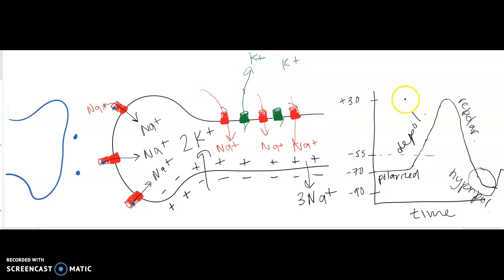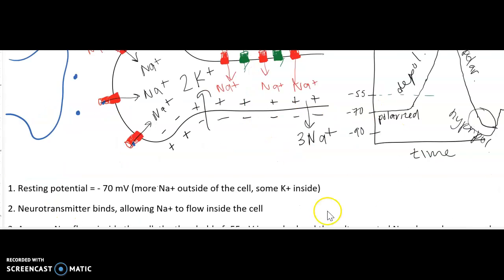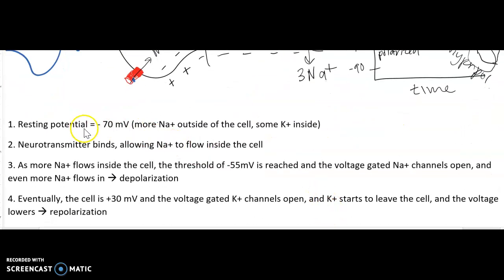So to summarize those steps. First we have this resting potential, where we are at negative 70 millivolts because I have a lot of sodium ions outside the cell and some potassium ions inside the cell. The neurotransmitter binds, allowing that sodium to flow inside the cell. As more sodium flows inside the cell, that threshold potential of negative 55 millivolts is reached, and that opens up the voltage-gated sodium channels, and even more flows in.